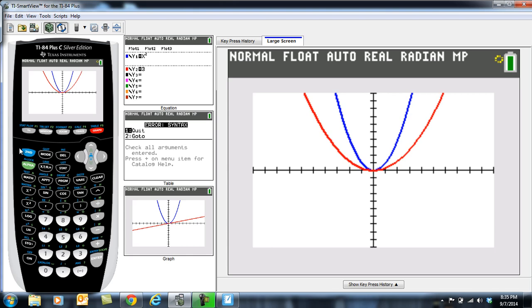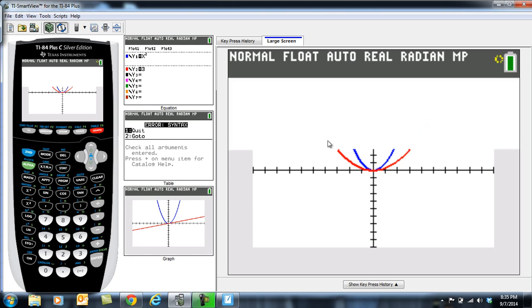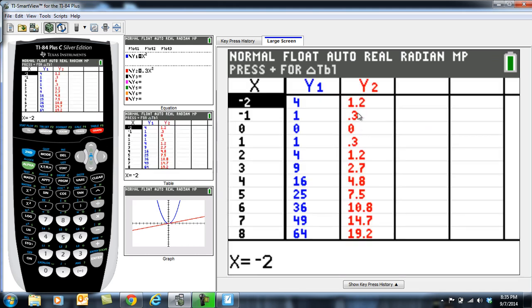You can see that now the graph is wider, so my original one started and it got wider. And when you go over here to your table and look at your y values, they're getting smaller, so those y values are moving down and getting closer to the x-axis. And so I am compressing that graph vertically, because I'm making those points get closer to the x-axis.